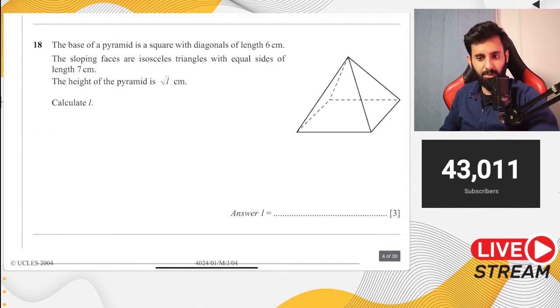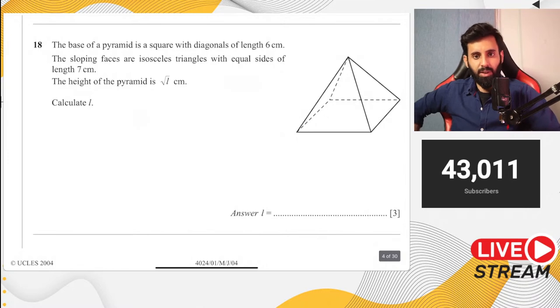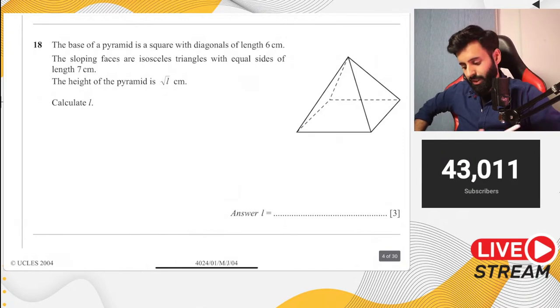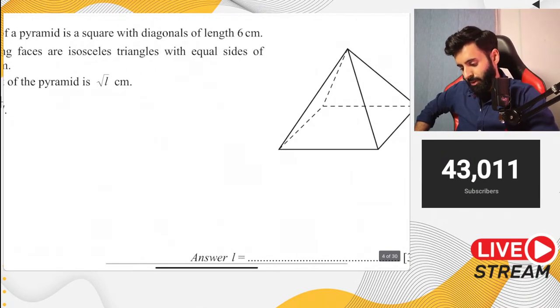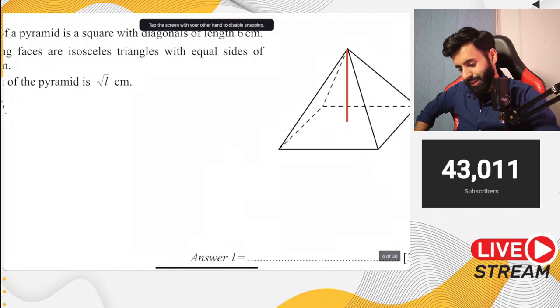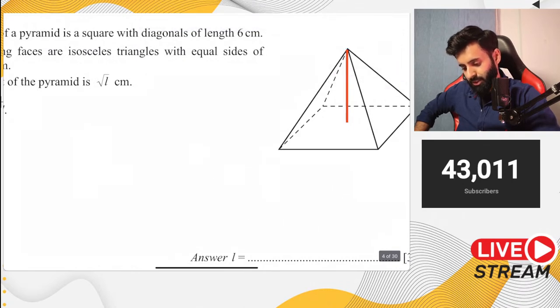Okay, so here's question number 18. Let's see what this says. So this question says, a base of a pyramid is a square with diagonals of length 6 centimeter. The sloping faces are isosceles triangles with equal sides of length 7 centimeter. The height of the pyramid is square root L. Calculate L. Now notice that height of the pyramid is what we have inside the pyramid. So this is basically the height of the pyramid, and this is what we have to calculate.